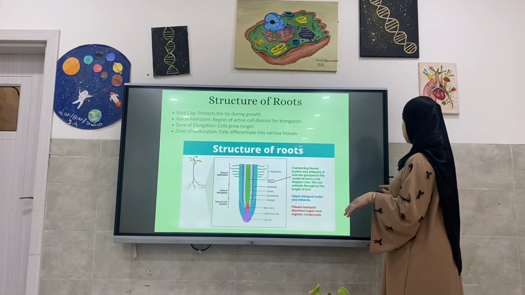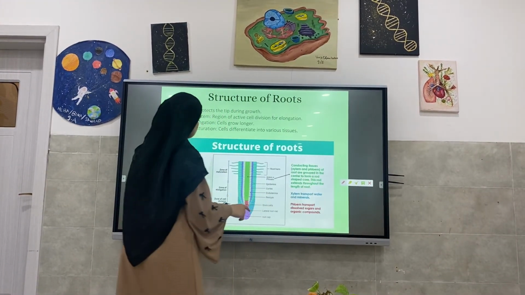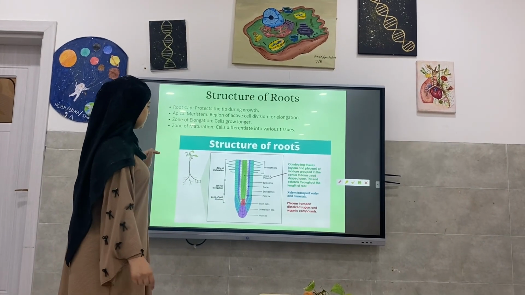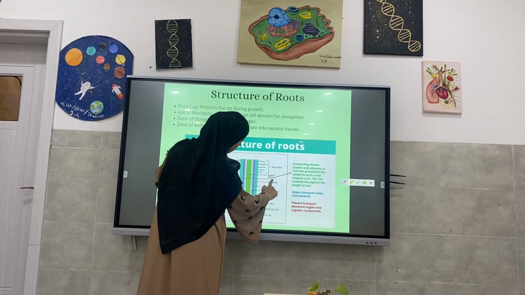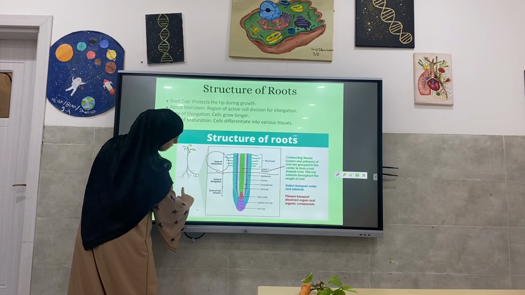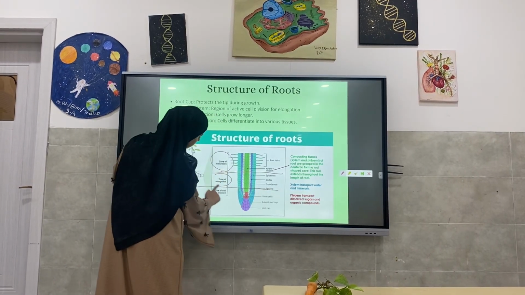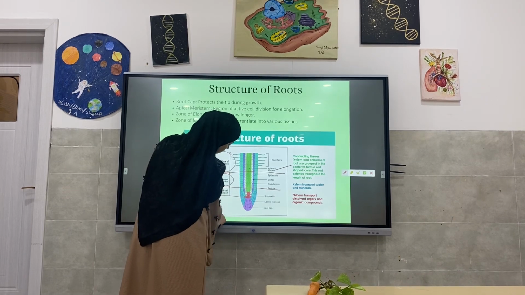About the structure of root, as I said, we have zone of maturation, elongation, and cell division. This is zone of maturation and zone of elongation, and also this is zone of division.